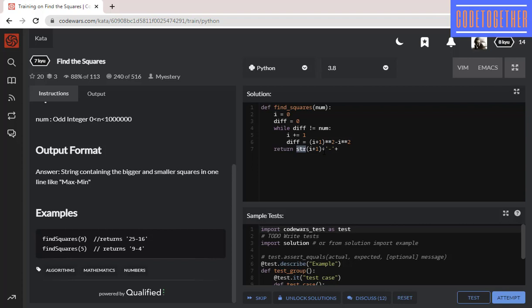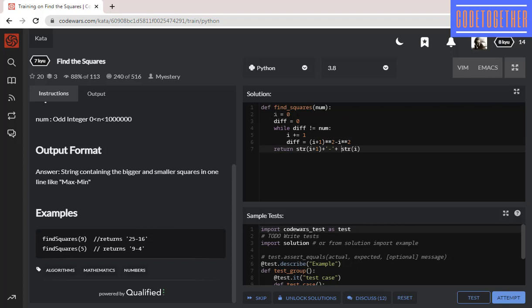Use str to return the string of this number. And str(i). I think that's going to be correct. Just check it.